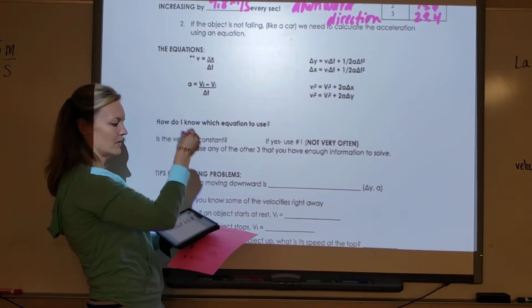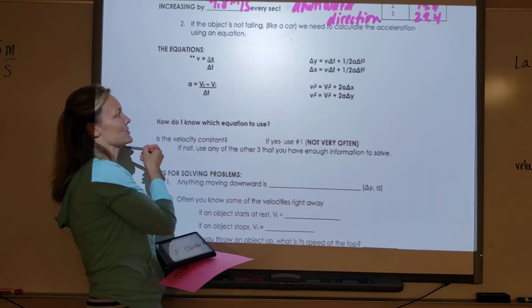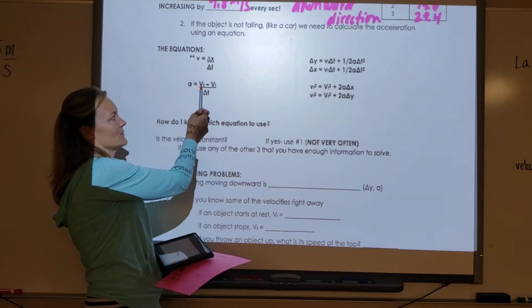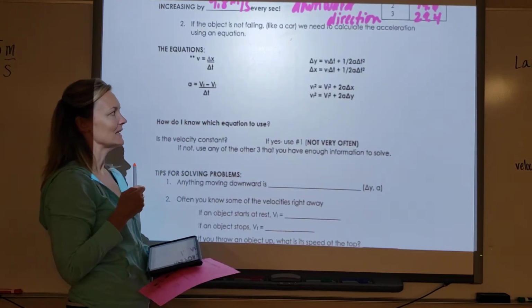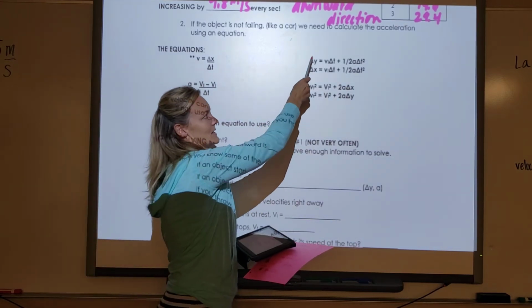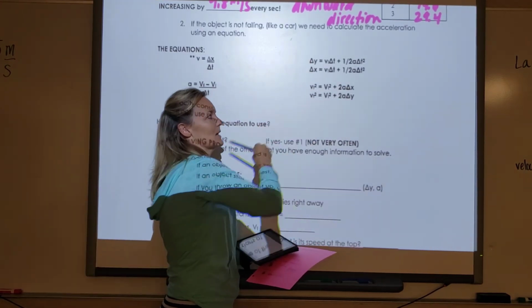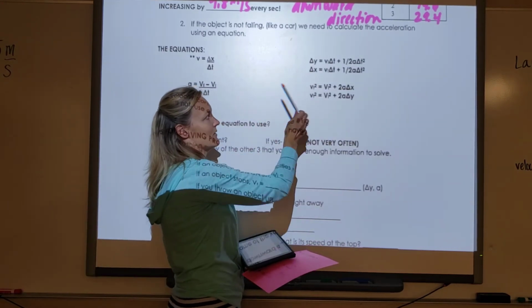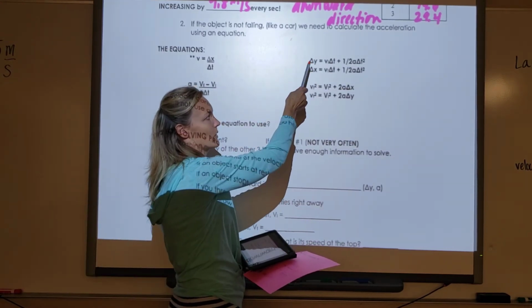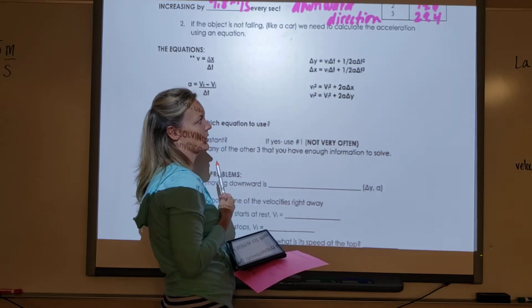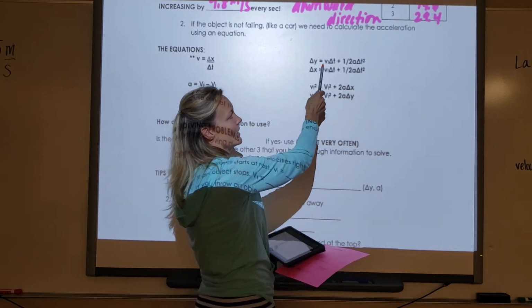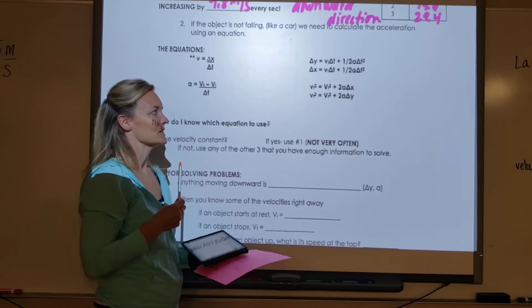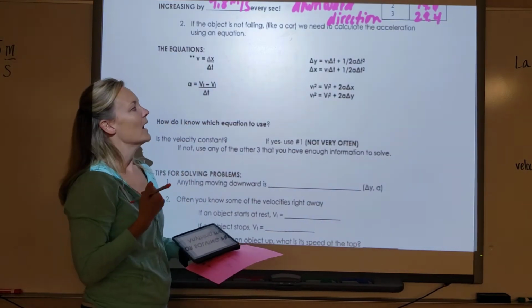Starting on the left side of your equation sheet and moving right, the first equation, a, acceleration, is vf minus vi over delta t. Then we move into our distance equations. We can use them to solve for any of those variables. It is the same equation, I just have it solved once for delta y if you're going vertically and once for delta x if you're going horizontally. They are equal to vi delta t plus 1/2 a t squared.